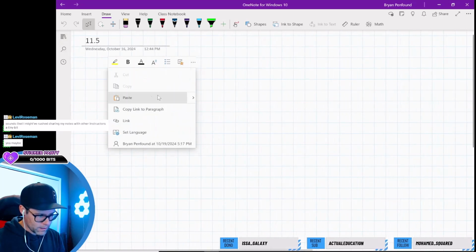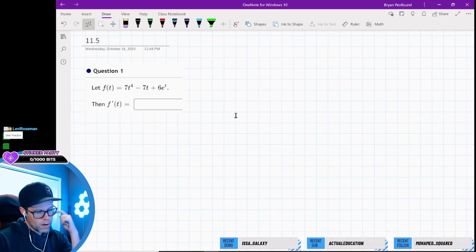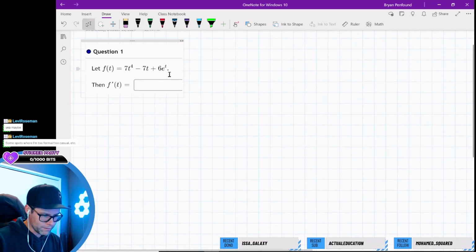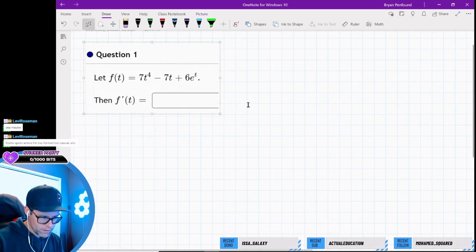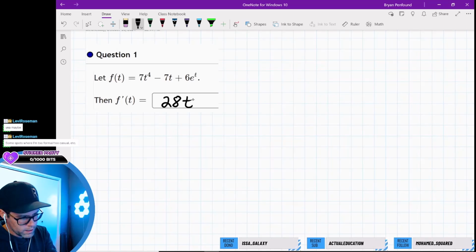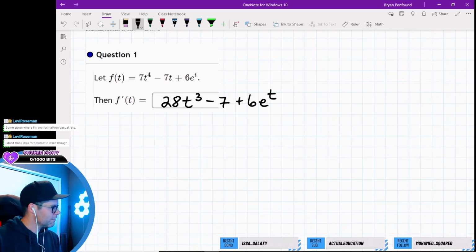11.5. Let's take a look. So 11.5. If we got the derivative of 7t to the 4 minus 7t plus 6e to the t, what is the derivative of that? Well, we know the derivative of e to the t is itself, so f prime of t should be 7 times 4, which is 28, t cubed. The derivative of negative 7t is negative 7, and then we get 6e to the t, so there is no change in that third term because the exponential derivative is itself.